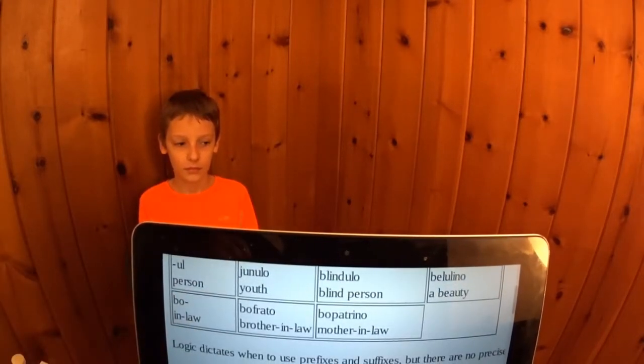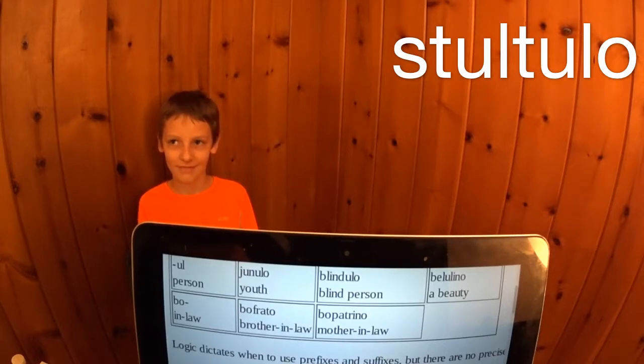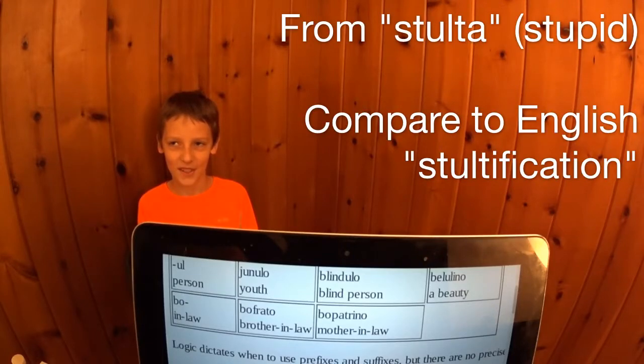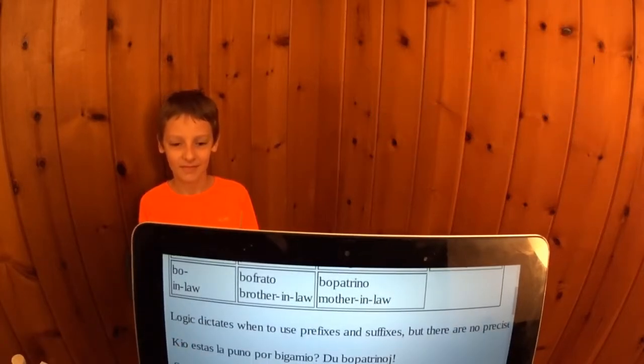Ulo, do you know what ulo means? No. Ulo is a person. So, junulo is a youth. What's another good word with ulo? Stultulo? What's a stultulo? It's a dumb person. Yeah. Okay, here's another one. Bo. That means like an in-law. So bofrato, it says here, is your brother-in-law, and bopatrino is your mother-in-law.